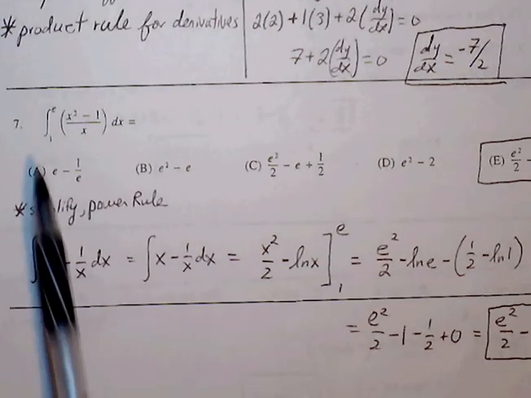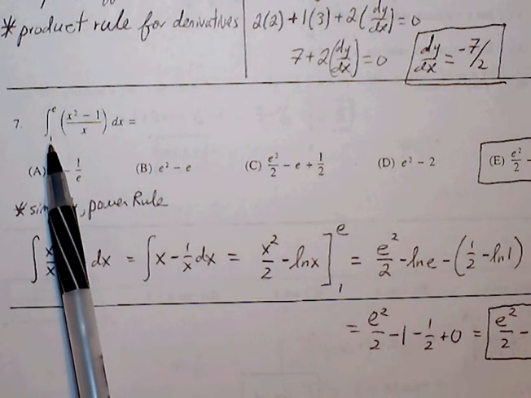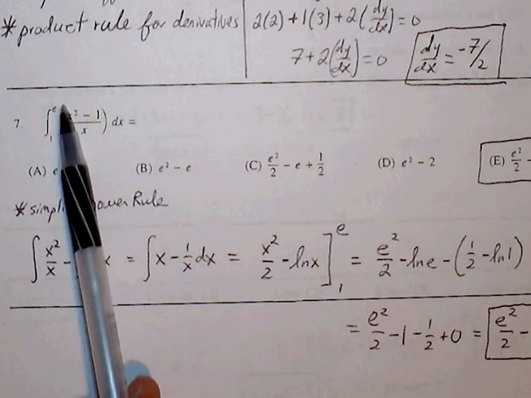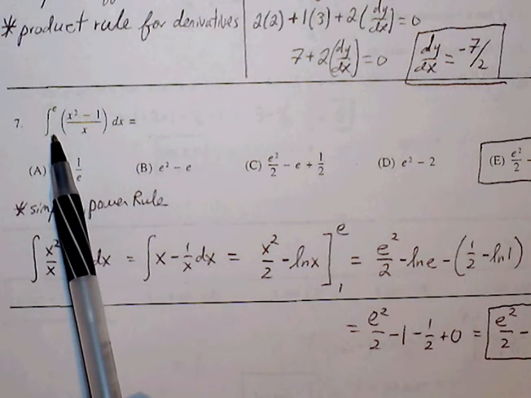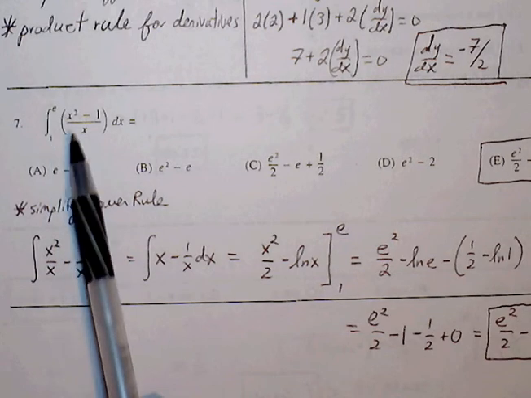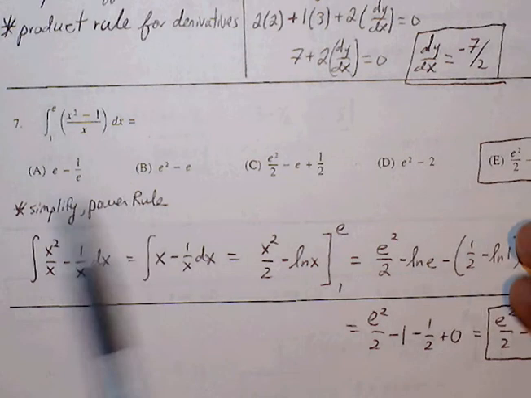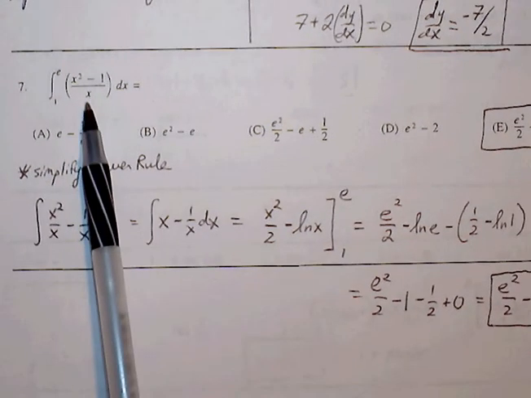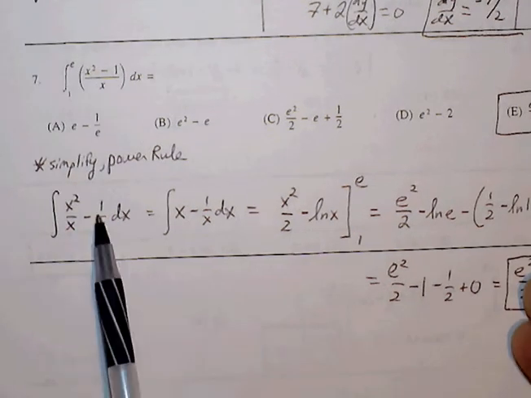Okay. Find the definite integral of x squared minus 1 over x for our bounds from 1 to e. So anytime you see a definite or indefinite integral problem, first thing you want to try is, can you expand simply by resorting to power rule? So we can expand this. x squared over x minus 1 over x. I get rid of the parentheses.